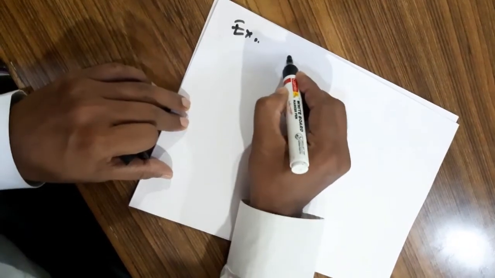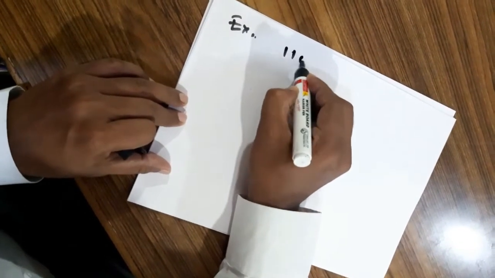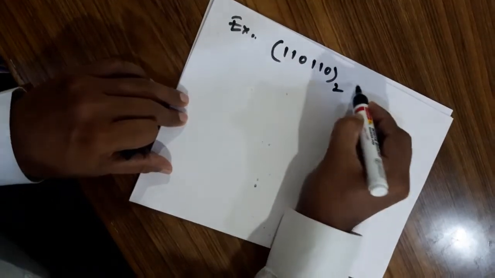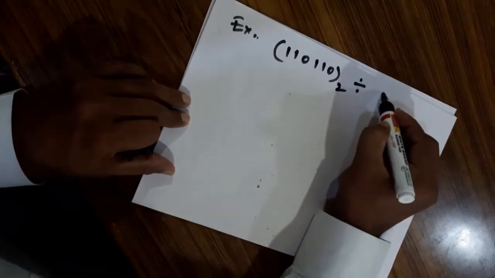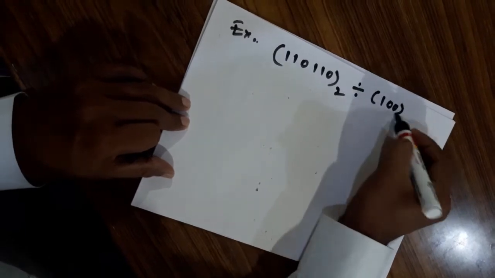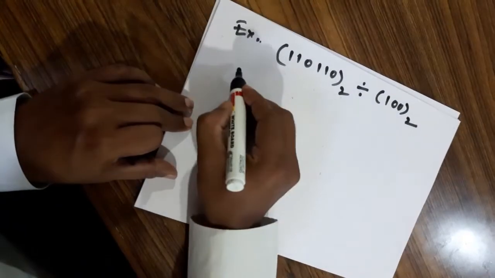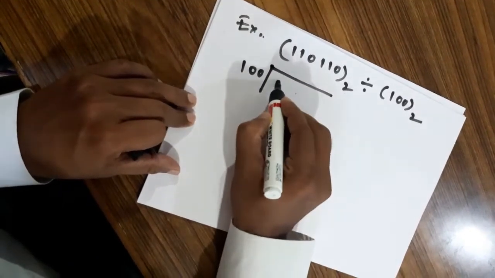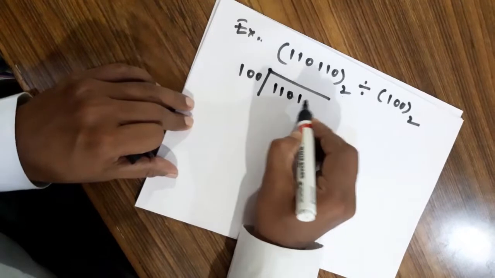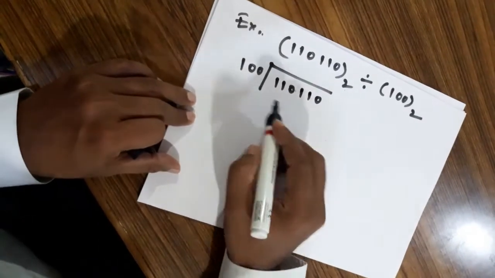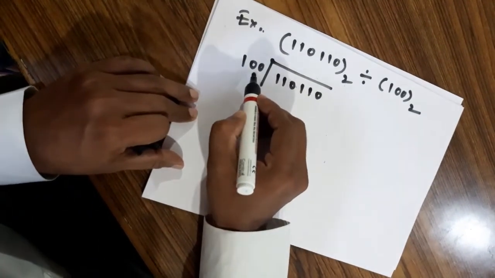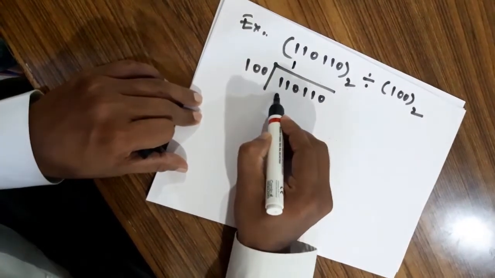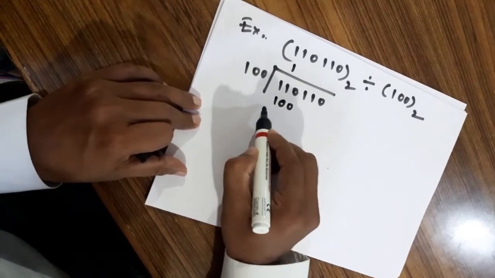This time I am taking 110110 division with 100. See, same as previously how we are writing, like that only you write 110110. Okay, 100 1s are 100. So 1 I am writing here and 100 I am writing here.